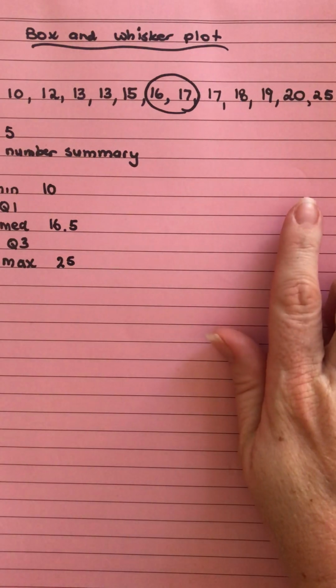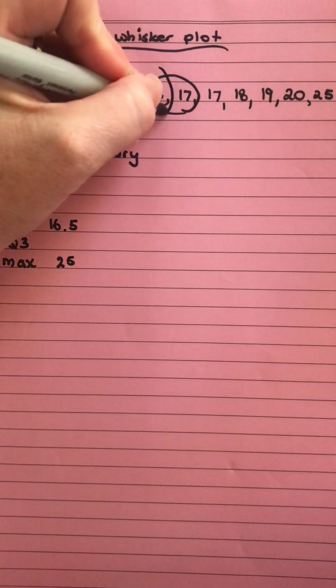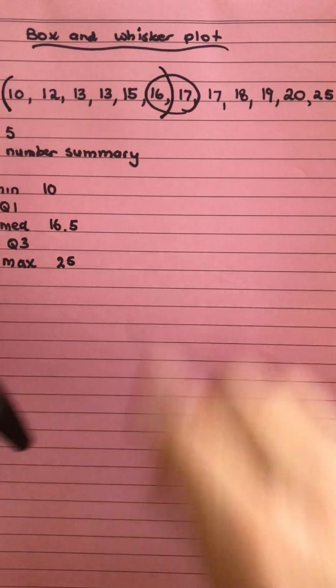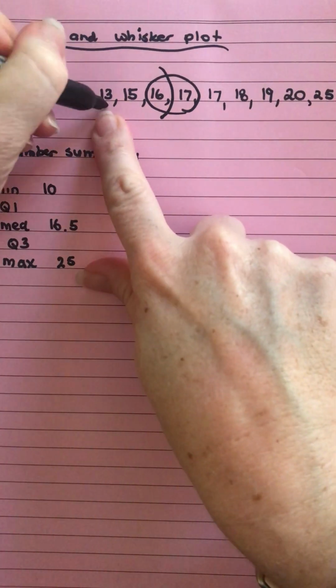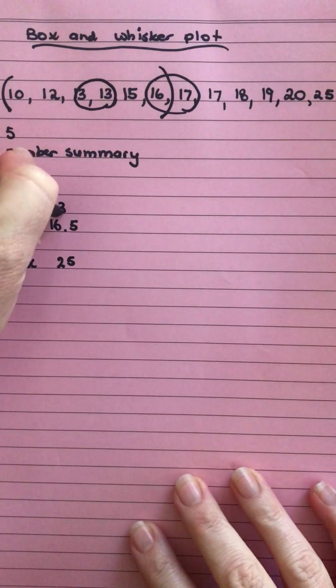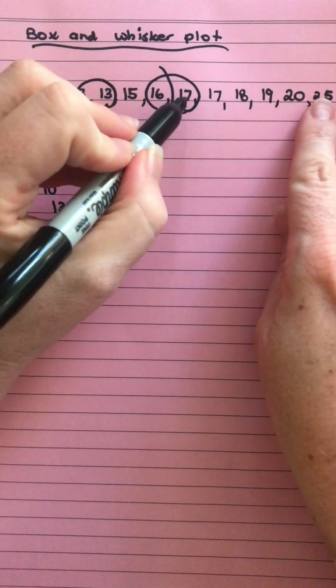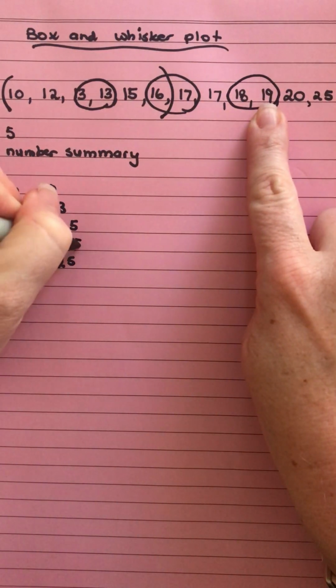We then need our Q1 and Q3. So to get Q1, that's the first quartile, we're going to look at the bottom half of the data. So we're going to split that data in half, and then we're going to count into the middle. Now in this case we get 13 and 13, so our Q1 is going to be 13. Here we've got 18 and 19, so halfway between 18 and 19 is going to be 18.5.